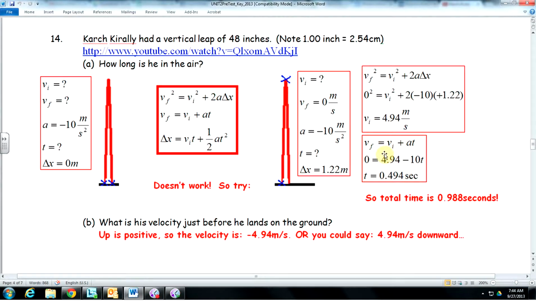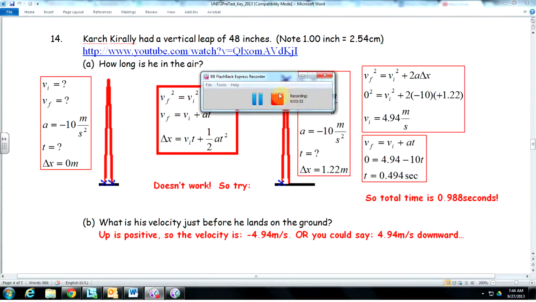Then we can get the time in the air quite easily using the first equation there, and it ends up being about half a second, 0.494. Now this is only on the way up, and since he ends at the same level where he took off, we can just double that time. So he's in the air for about 0.988 seconds, which is amazing hang time. And as he comes back down, he's going to have the same final velocity on the way down, so we can use the 4.94 again, but it'll be negative because he's headed downward. And that is the Karch Kiraly problem. Hope that helped a little bit.